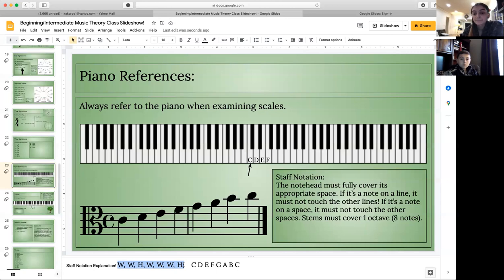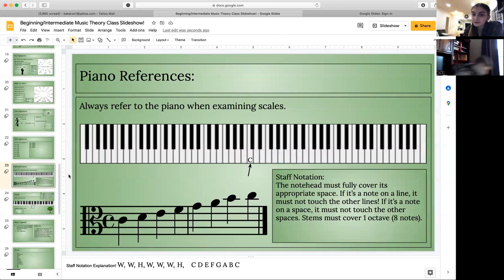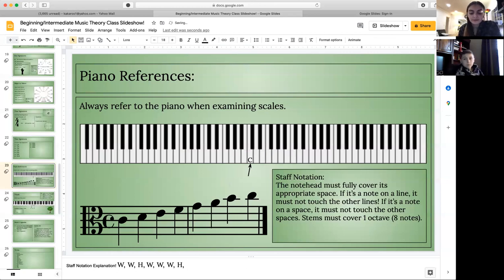So I'm going to erase. All right, you understand it goes from C to C. So I'm going to give you one more key to look at. And I don't want to make it too complicated at all. Just bear with me for a minute, okay?